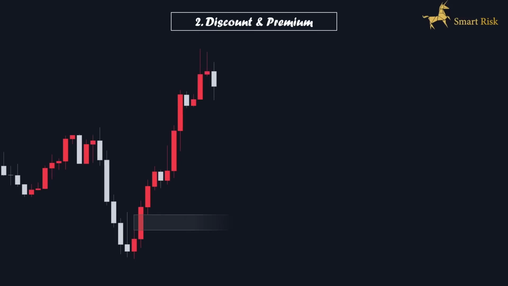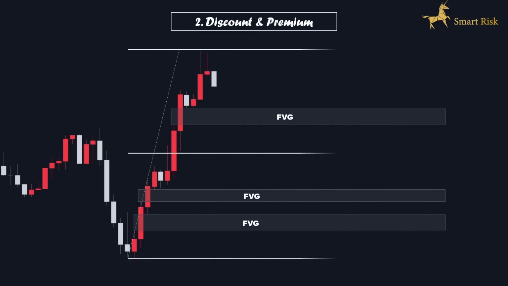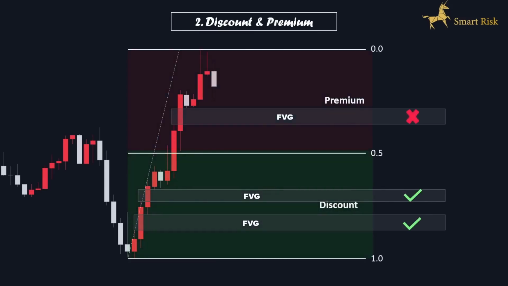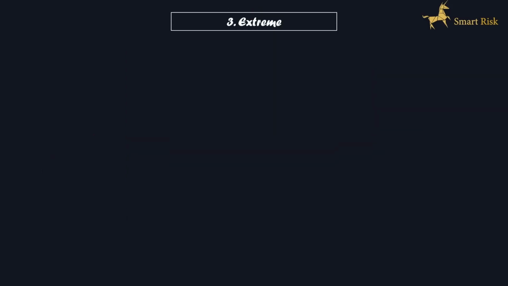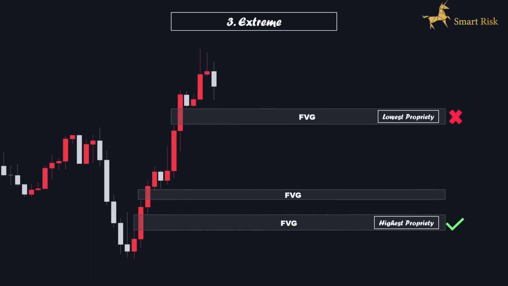Rule number 2. In a bearish market, our focus should be exclusively on fair value gaps situated in the premium zone when seeking to initiate short positions. Conversely, in a bullish market, our attention should be directed solely toward fair value gaps positioned in the discount area to execute long positions. Rule number 3. Fair value gaps situated at market extremes hold a higher priority when it comes to trade execution compared to those found elsewhere.